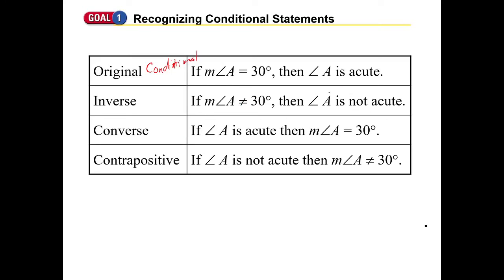When you say converse, interchange. This one and this one, interchange: if angle A is acute, then the measure of angle A is 30 degrees. If I'm going to say contrapositive, negate, then interchange. Or simply look at the inverse, then reverse it. Is this clear?